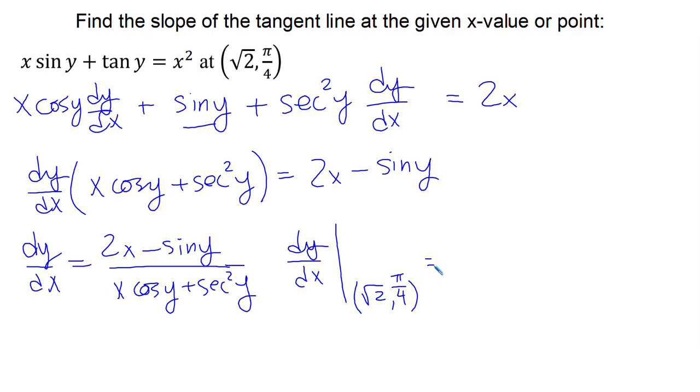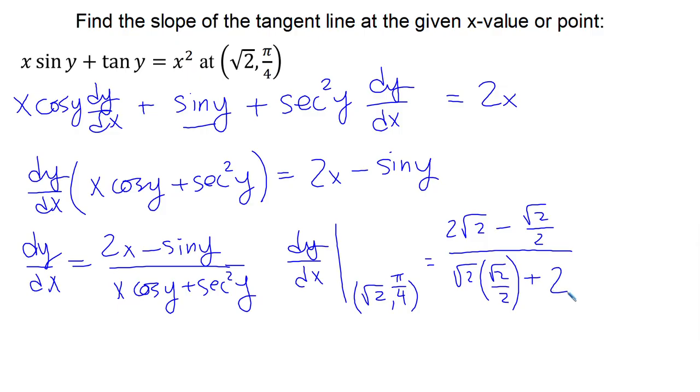So as we plug those in, the 2x should just be a 2 root 2. And the sine of y, well, the sine of pi over 4 is root 2 over 2, so that'll be minus root 2 over 2. And then in our denominator, we're going to have our x value, root 2, times the cosine of pi over 4, which is root 2 over 2. And then we'll add to that the secant squared of pi over 4. Well, the secant of pi over 4 is just root 2, so if we square that, it should be 2.